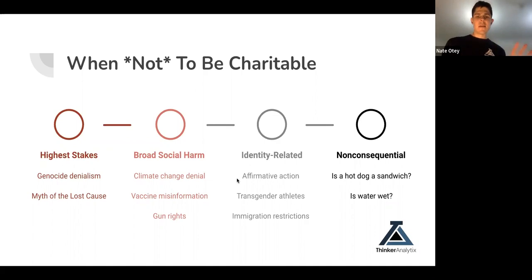And again, this isn't intended to be a linear spectrum or exhaustive by any stretch. I just wanted to point out that there are things that we definitely should and can practice charity on, and there are things where maybe we don't need to. Then there's a lot of confusion in the middle.